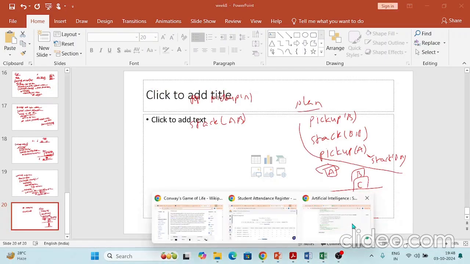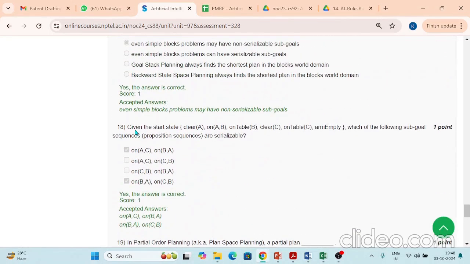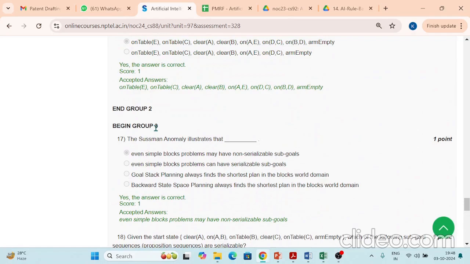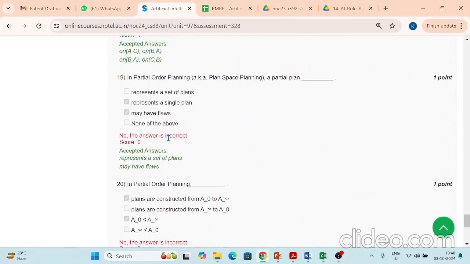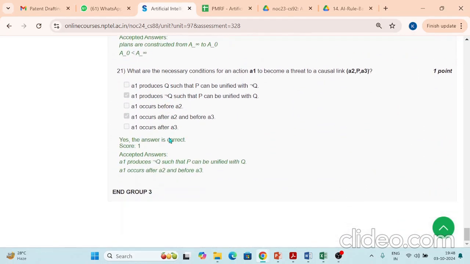These are the questions we can answer like that. So the remaining theory questions you can answer by using this. Okay, thank you.